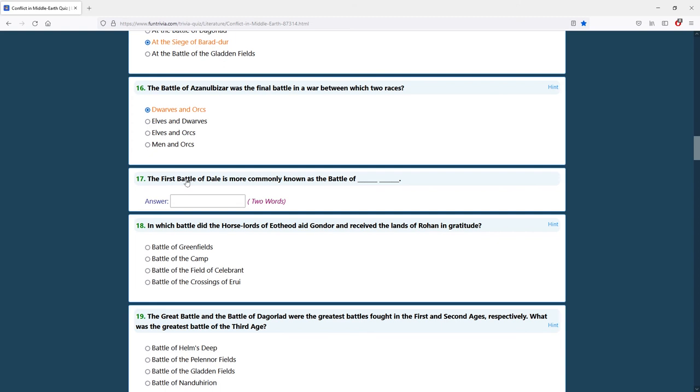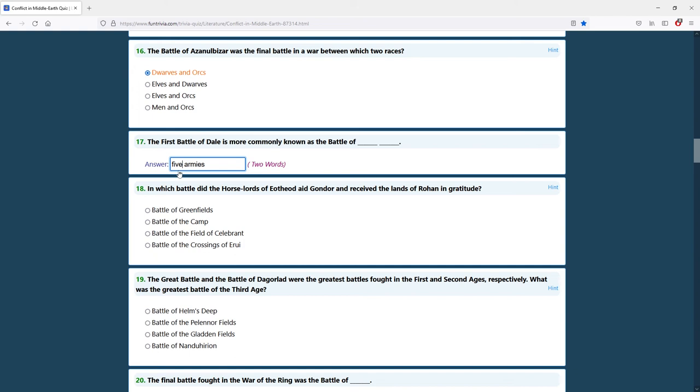The first Battle of Dale is more commonly known as the Battle of... Is it five armies? But shouldn't it be the Battle of the Five Armies? Let's see. Oh, no, not five. Five armies. Yeah, it's the only thing that comes to mind.